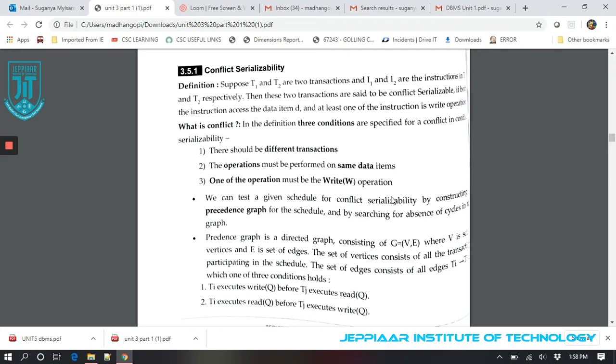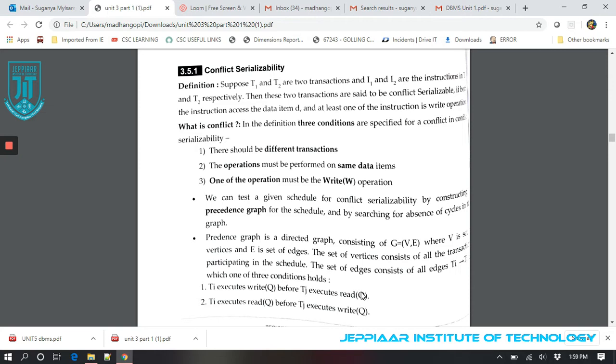So that is conflict serializability. How can we test this? This can be tested with the help of the precedence graph. In university exams, they will give a schedule, and from that you have to identify whether that particular schedule is conflict serializable or not. For that you need to draw a graph. The graph is a directed graph which holds vertices and edges, where V is the vertices and E is the edges.